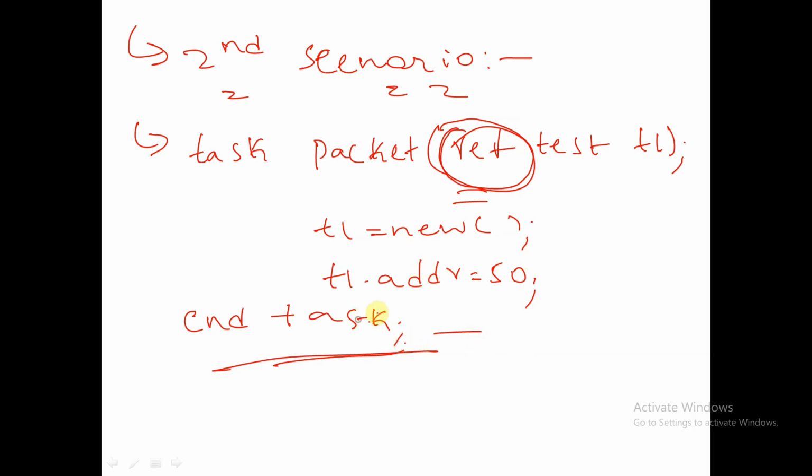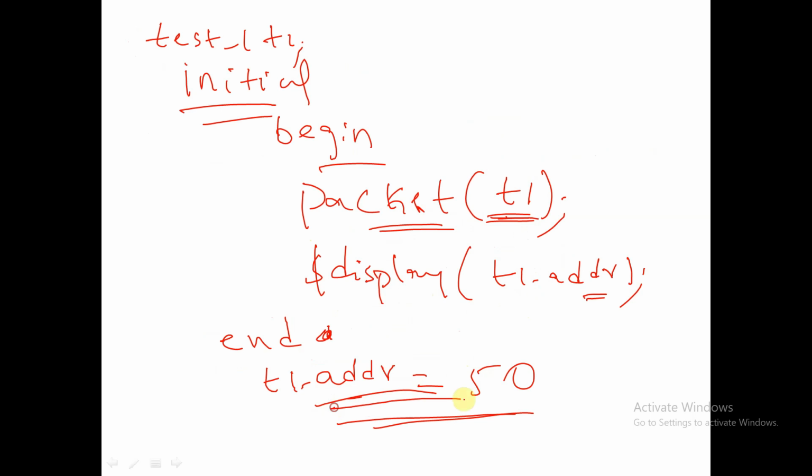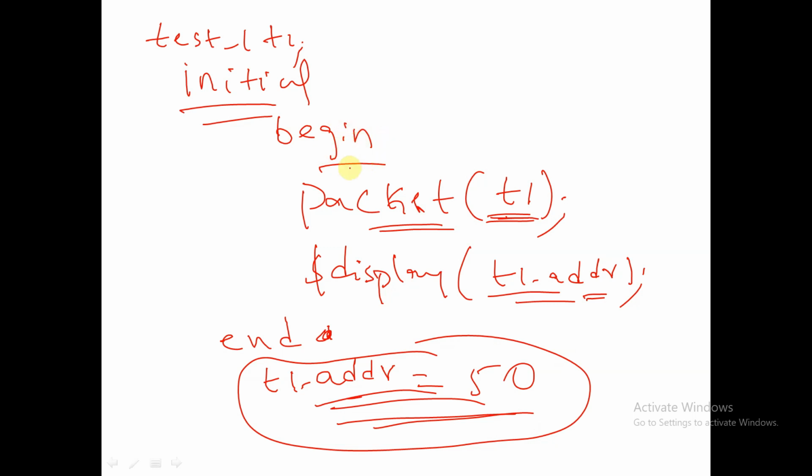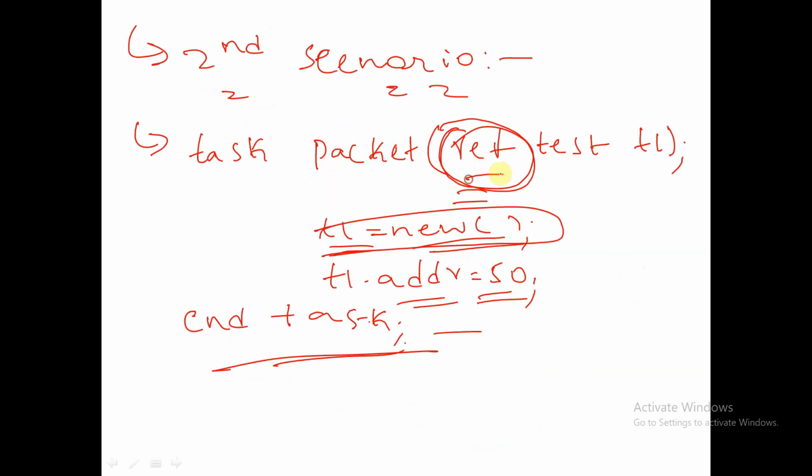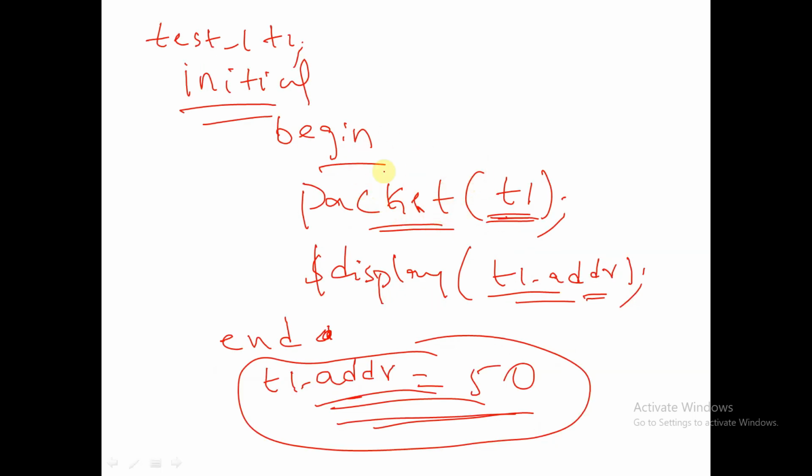So that's why we are creating the object for this handle. An object will be created for this handle, so these changes will be reflected outside the task also, and the value of ADDR will be equal to 50. So when we display the value of t1.ADDR, we will get the output as 50. Since we are using the keyword ref, even if we don't create any object outside in the initial begin block, we are getting the value of ADDR. Is this clear? So by using the keyword ref, we can solve the first case scenario. Is this clear?